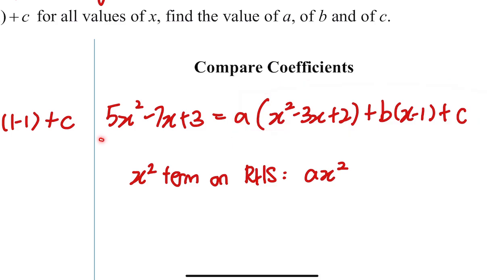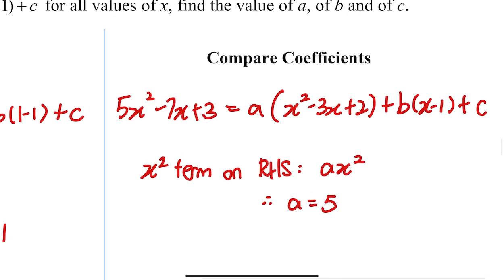And if we compare to the left side over here, the x squared term, the coefficient is 5, therefore this means that a must be equal to 5. Okay, so let's now look at the next one.